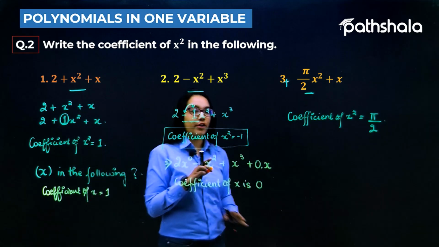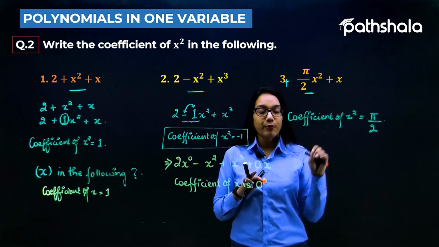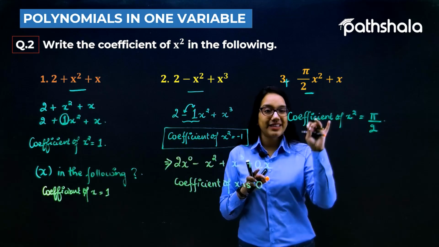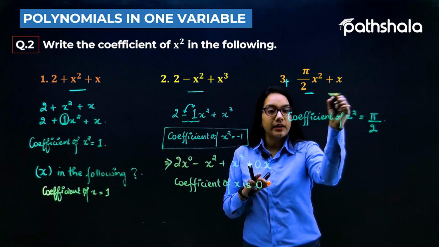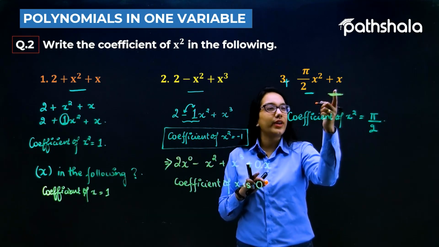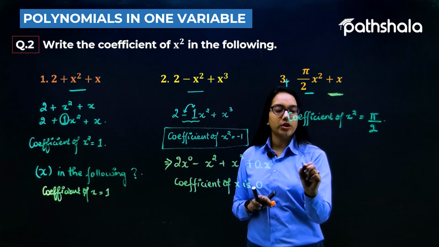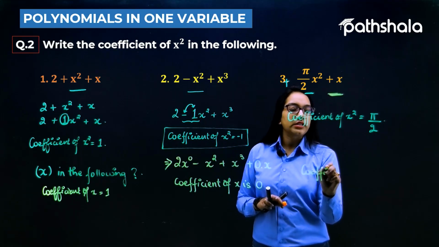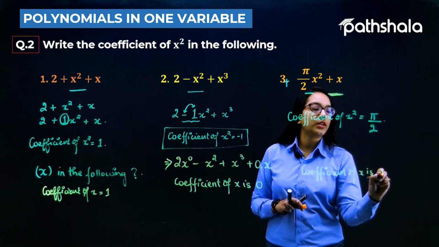Let's move on toward the third part. We have to look out for the coefficient of x in this part. So x is over here, and the coefficient of x, that is the constant with the x, is plus 1. So at the end, the answer is that the coefficient of x is 1.